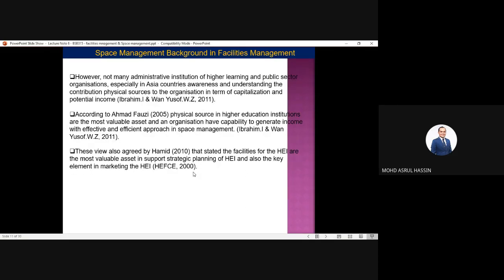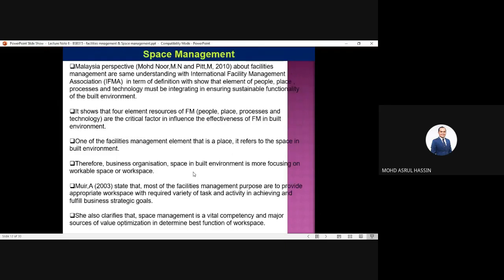HEI means higher education institutes. Okay, the Malaysian perspective on facilities management is the same understanding as the international one. The resource elements of FM are people, place, process, and technology, which we discussed before. The place element refers to the space in the built environment, and for a business organization it focuses on workable space or workspace.